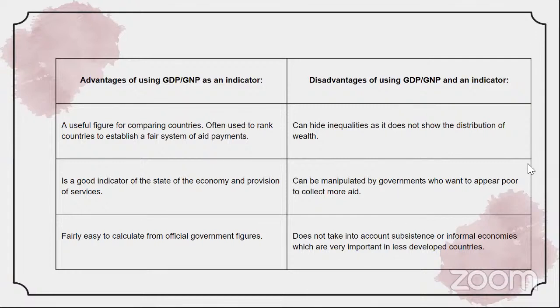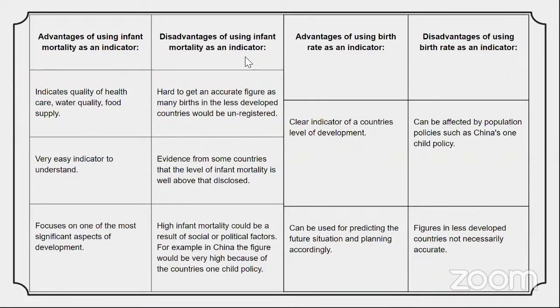Okay, next slide. Advantage of infant mortality. Advantage dia indicate quality of health. Very easy indicator to understand. Focus on a significant aspect of development, iaitu human development itself. Disadvantage dia lah hard to get accurate figure as many births in the less developed country would be unregistered.